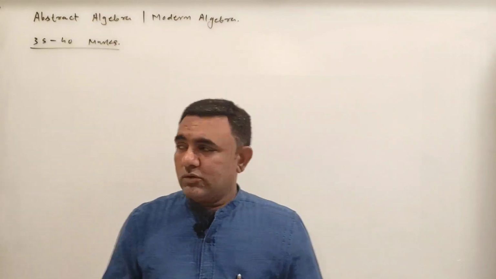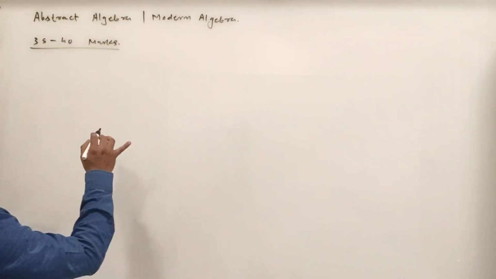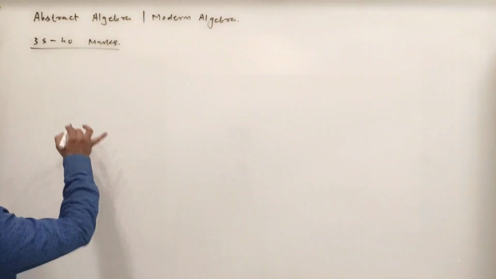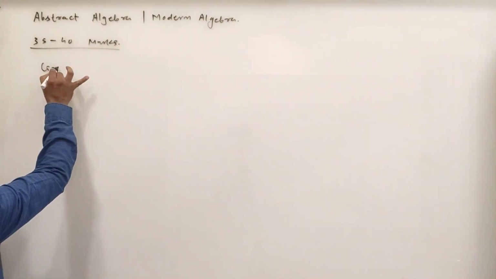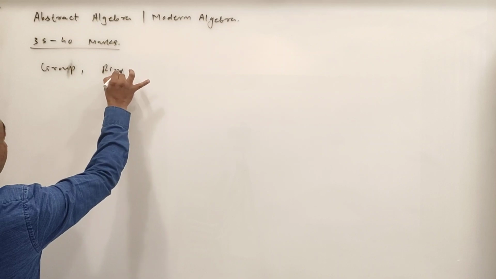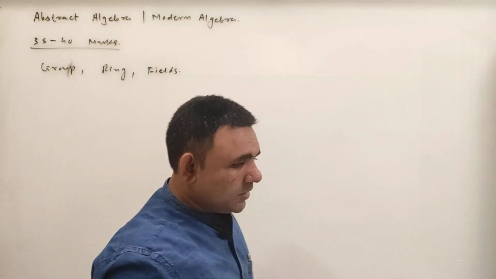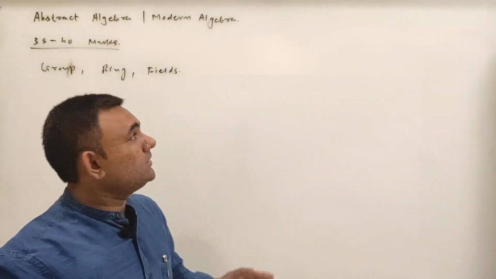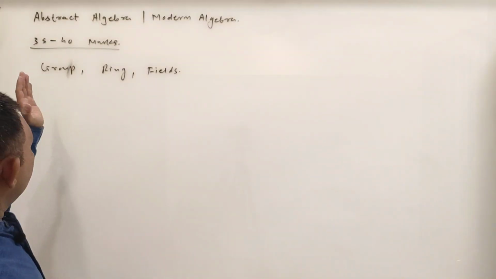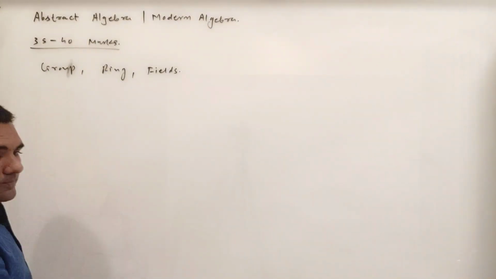In modern algebra, as far as the NET is concerned, it contains group theory, then ring theory and fields, and homomorphism etc. But if we divide this subject in a broad way, as far as NET is concerned, then it contains three components: groups, rings and fields. So we start with groups.